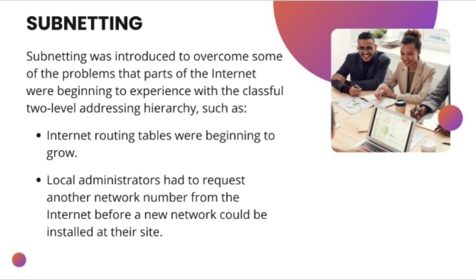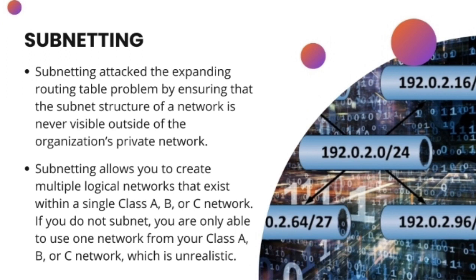Both problems were attacked by adding another level of hierarchy to the IP addressing structure. Instead of the classful two-level hierarchy, subnetting supports a three-level hierarchy. So subnetting attacked the expanding routing table problem by ensuring that the subnet structure of a network is never visible outside of the organization's private network.